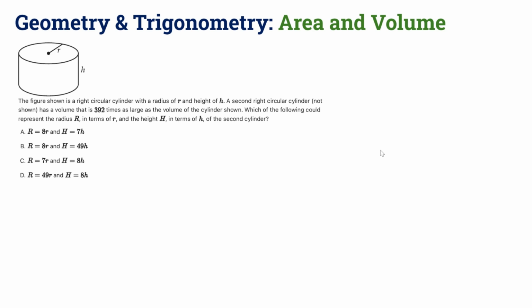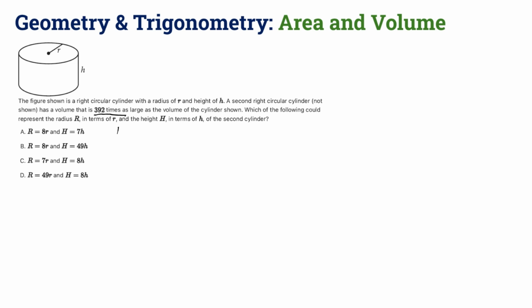We continue with the geometry and trigonometry portion, dealing with area and volume. Here we're given a right circular cylinder with radius small r and height small h, and we have another bigger cylinder with radius uppercase R and height uppercase H, and that bigger cylinder is 392 times as large as the smaller one given in the figure. Okay, and we are trying to find what could be the value of uppercase R in terms of small r and uppercase H in terms of small h.